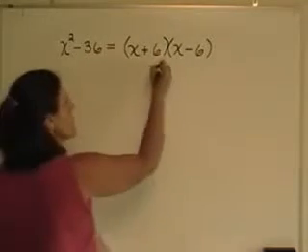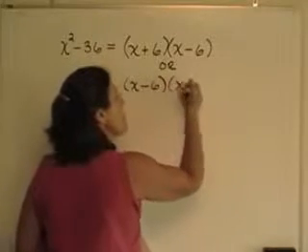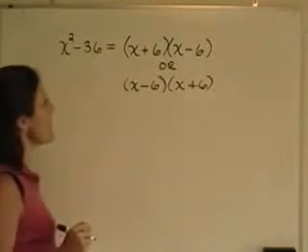It doesn't matter which order you write this in. You can write it as x minus 6 times x plus 6, and you have the same thing. It's the commutative property of multiplication.